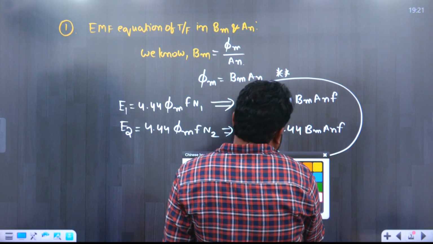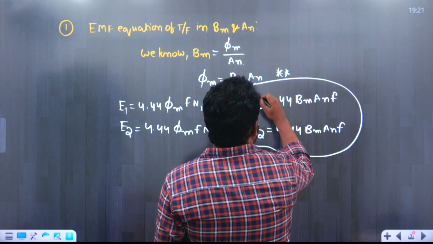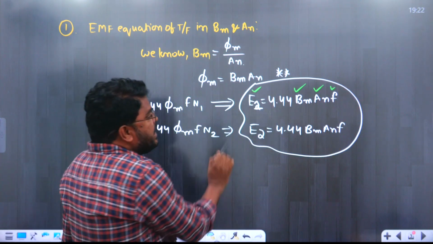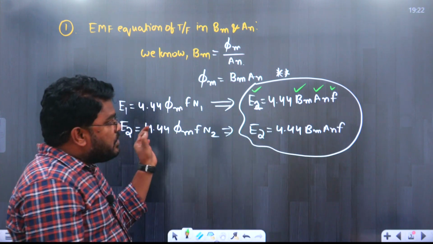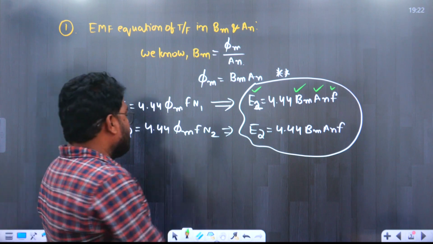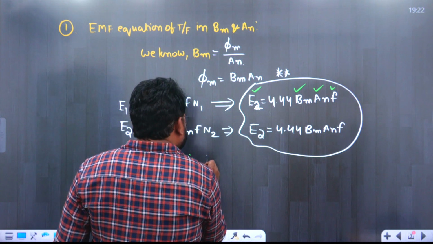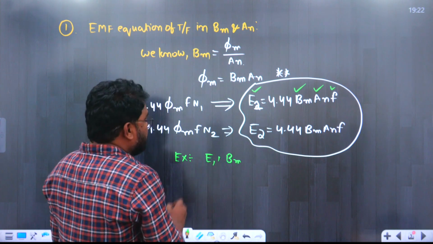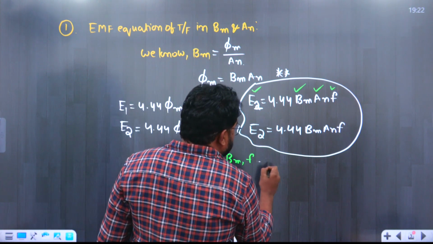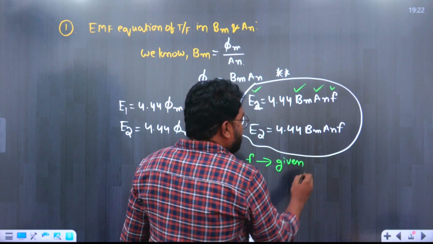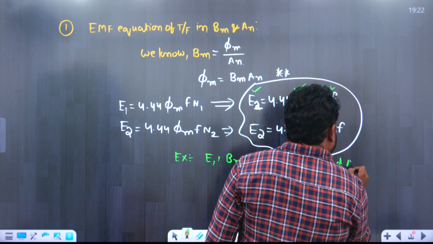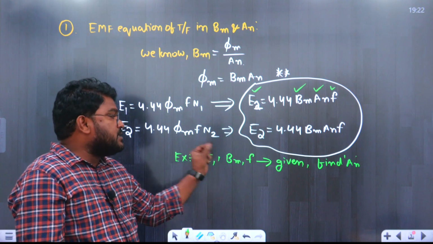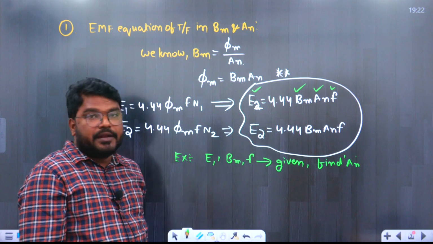So how many variables are there in this equation? What are the possibilities? Suppose E1, Bm, net cross-sectional area and frequency. In the question, three quantities are given and you find the fourth. For example, the EMF induced in the primary winding, the flux density of the core, and the frequency are given in the question. Find the net cross-sectional area of the transformer core.